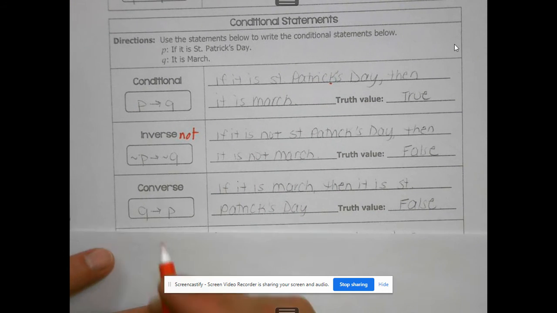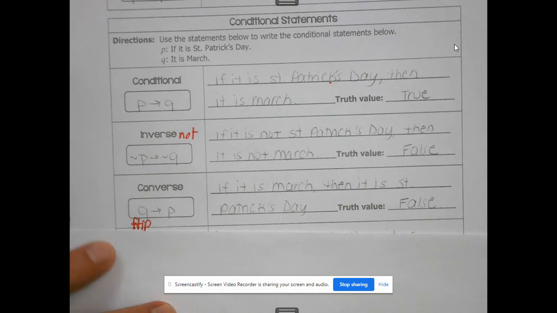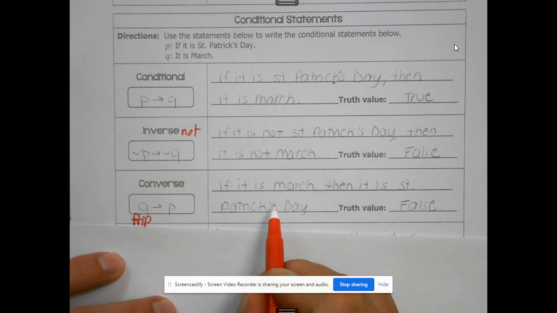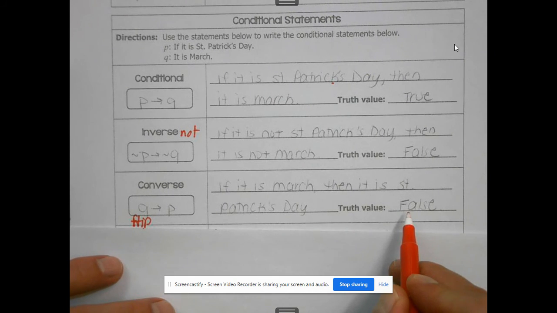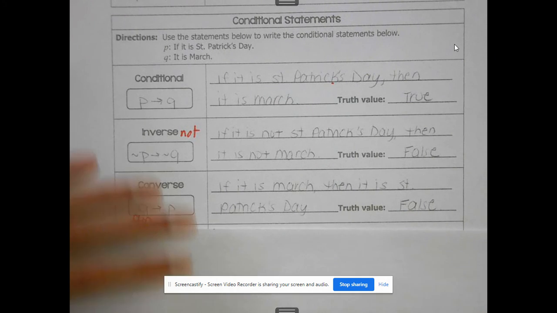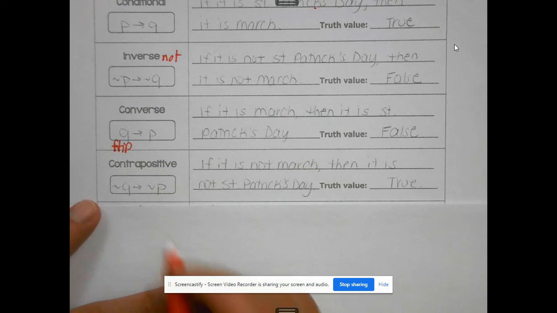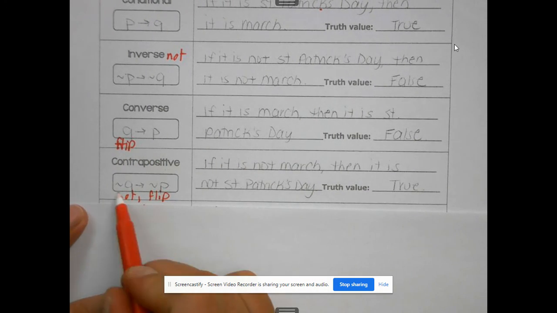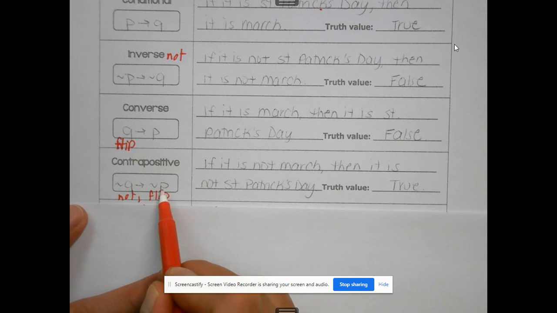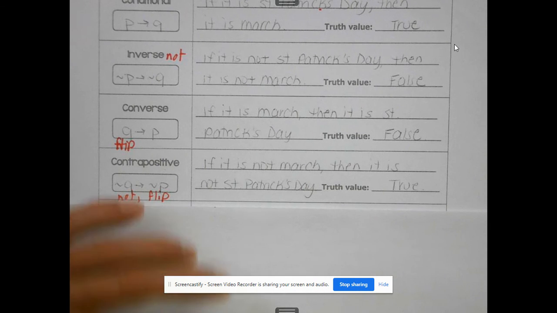Your converse, remember, this is where we flip. All right. If it is March, then it is St. Patrick's Day. Well, false, right? St. Patrick's Day is not the only day in March, so that's why that one is false. Contrapositive, remember, this is where we negate and we flip, right? If not Q, then not P. If it is not March, then it is not St. Patrick's Day. That is true, right? St. Patrick's Day is only in March.